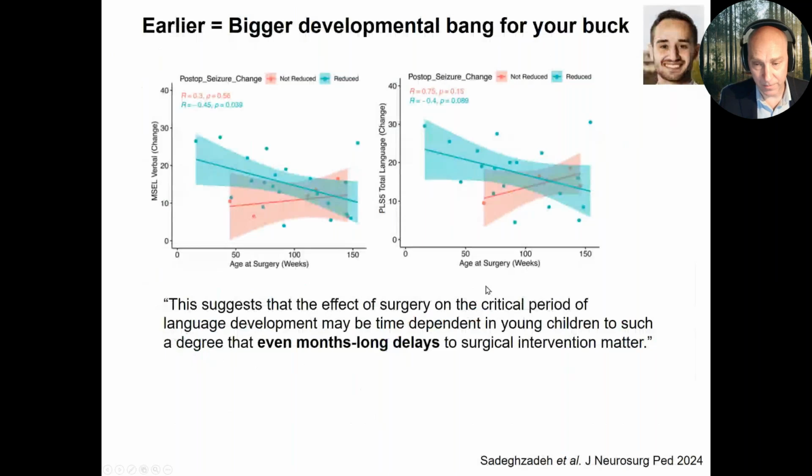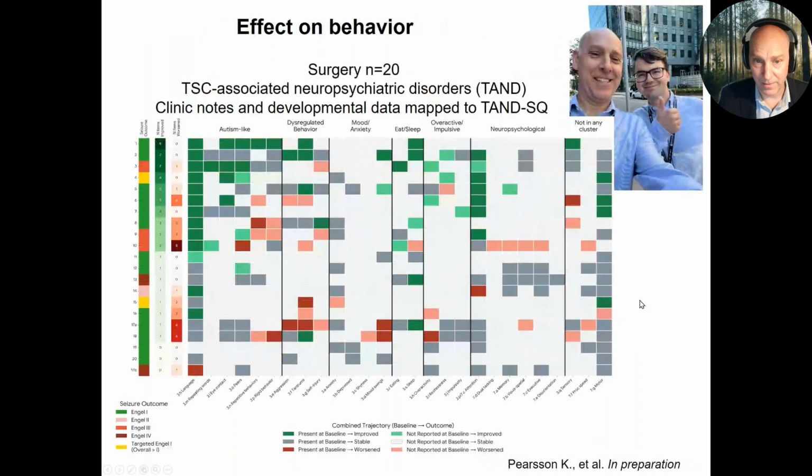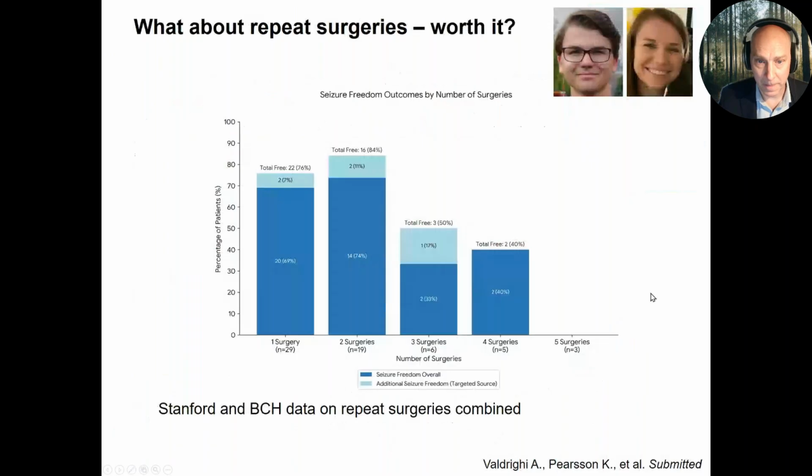And we demonstrated after that that there were demonstrable benefits of doing it earlier, that every month delayed would result in greater delays. And there are likely behavioral benefits as well. Even repeat surgeries is okay. So we're going from like one big surgery going for broke to now multiple repeated small surgeries.